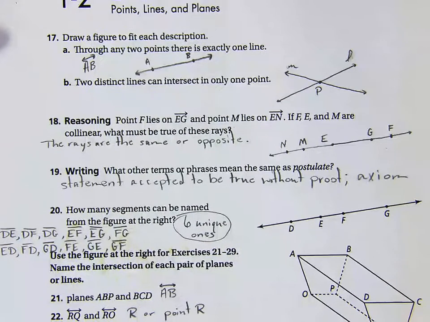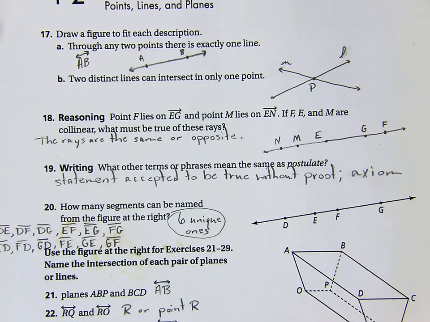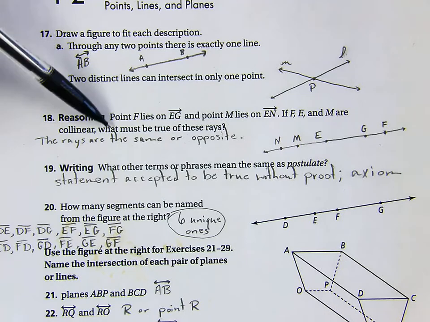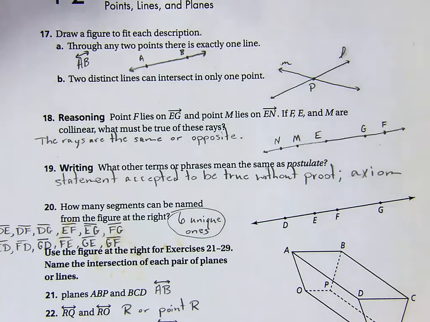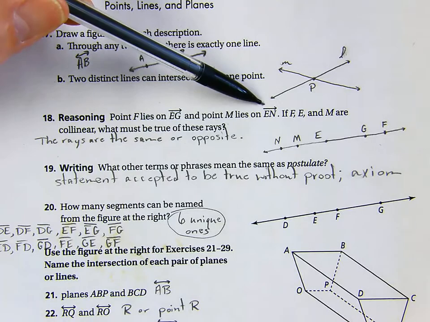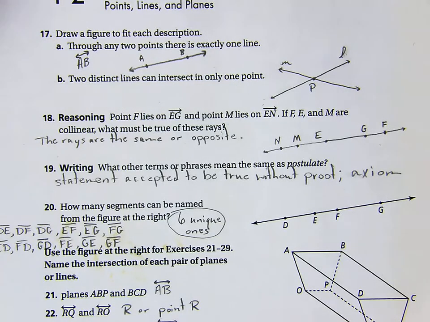Number 18, reasoning. Point F lies on ray EG. Point M lies on ray EN. If F, E, and M are collinear, what must be true of these rays? Now notice they both have the same endpoint, so it's possible they're opposite rays. Well, that is what it is. The rays are opposite.